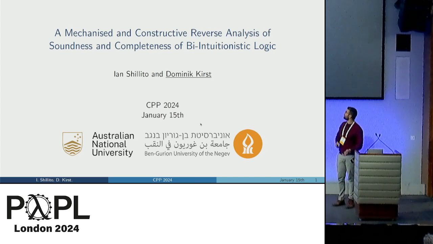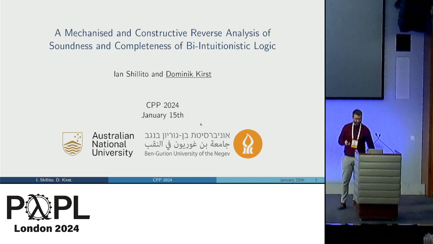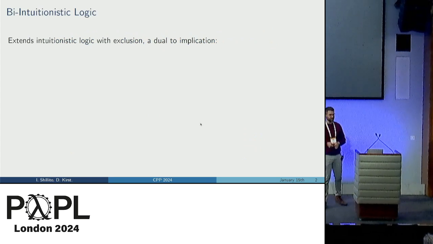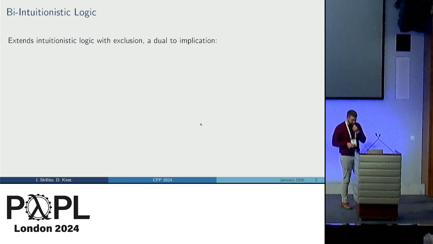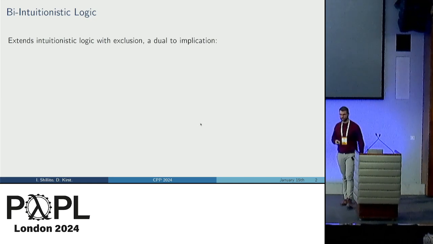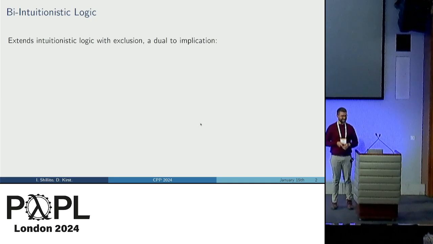So I can leave out reading the title again because Sandrine has done that already. So what I will start with instead is explain to you very quickly what bi-intuitionistic logic is if you haven't seen that before. Basically, it's an extension of intuitionistic logic, which you might have seen before, by adding a dual to implication, which is usually called exclusion.